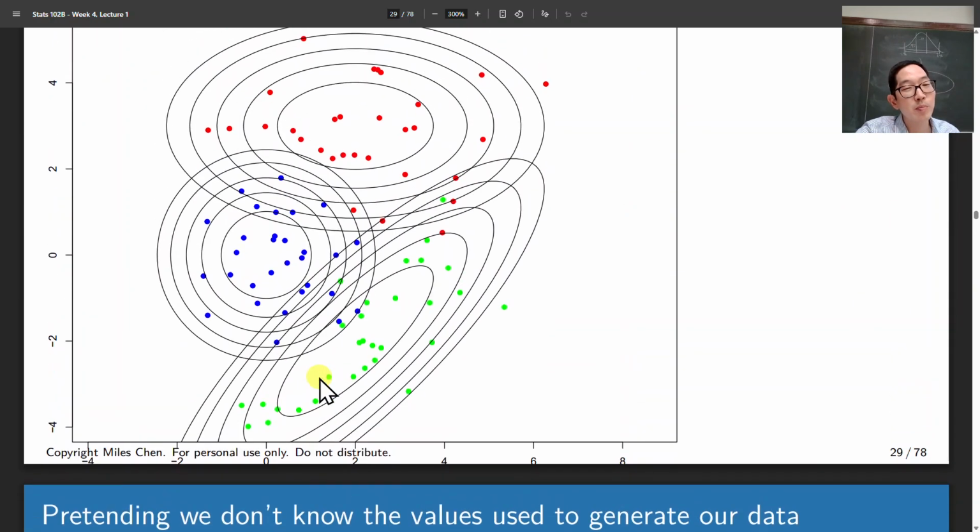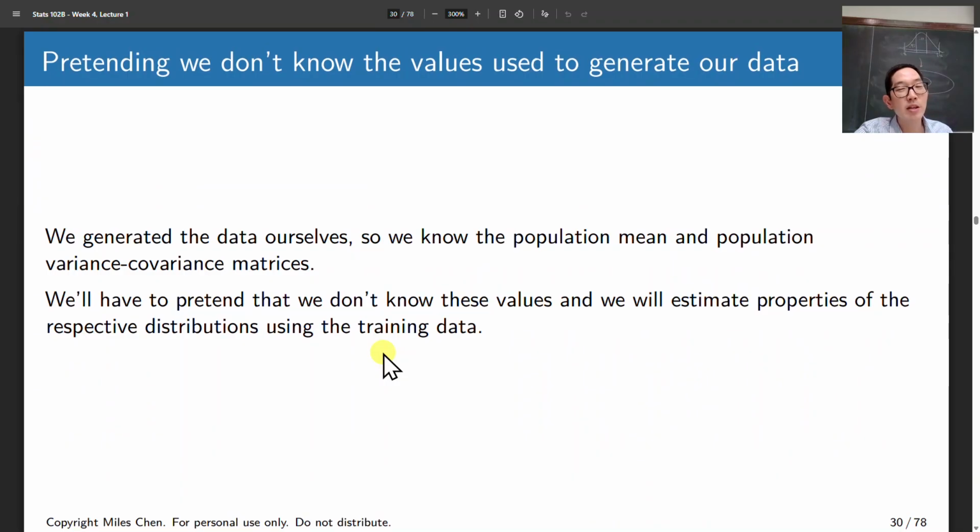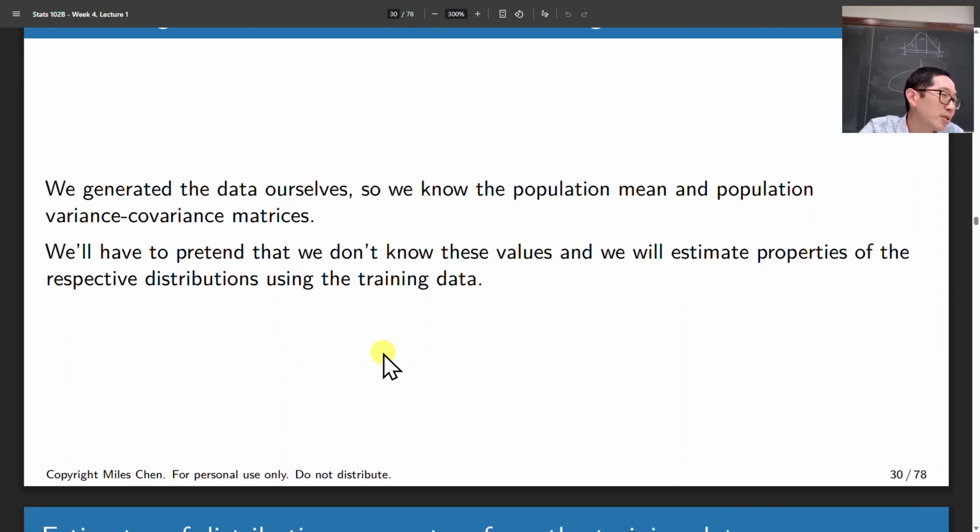So we're going to imagine these dots come in, just the dots, no ellipses, red dots, blue dots, and green dots, and we have to try to guess what is the mean of the red population. And what is the mean of the blue population? What is the mean of the green population? What's the variance of the red population, the variance of the blue population, and the variance of the green population? So we're going to have to estimate those.